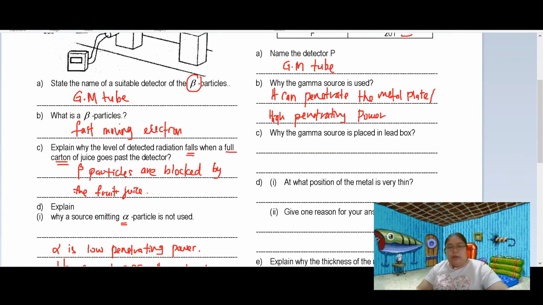The next one is why the gamma source is placed inside the lead box. Remember, if we put it inside a normal box, the gamma will escape. So for safety, we put it inside the lead box. From here you want to prevent the gamma from escaping to the surrounding.